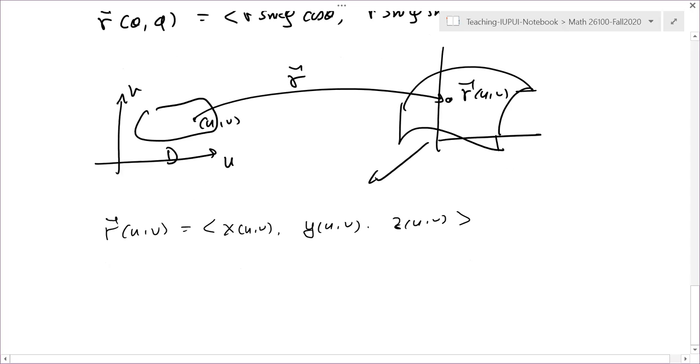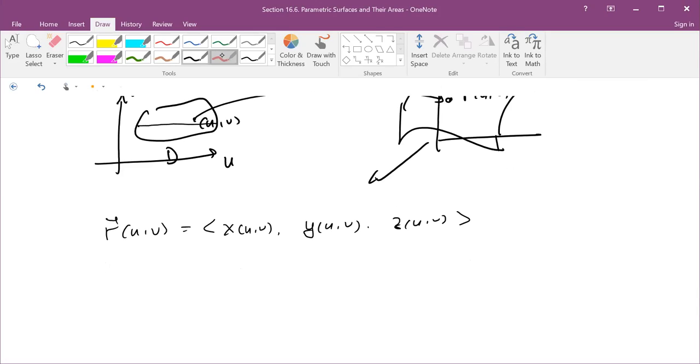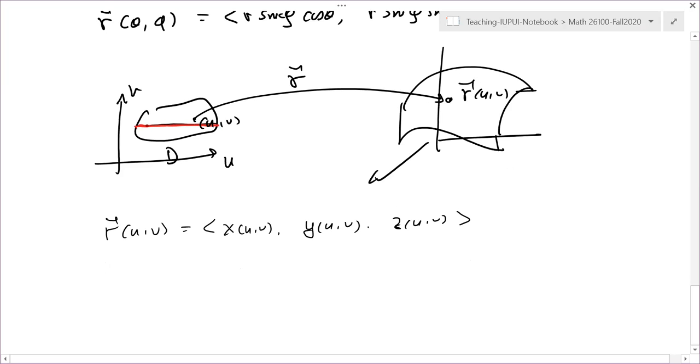Now let's take a look at where this horizontal line goes. This horizontal line is a red line, and there are many horizontal red lines there. That means V is fixed, U changes. It could be a horizontal line, or could be something like that, on the surface.